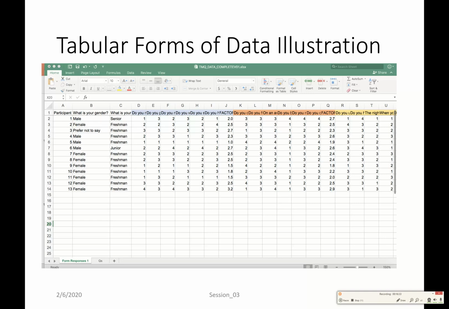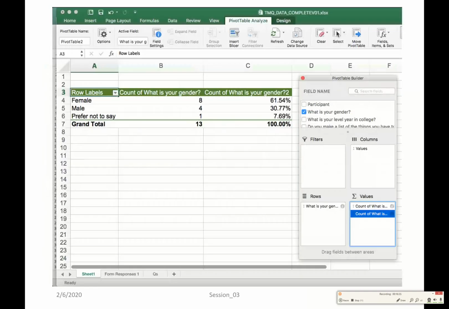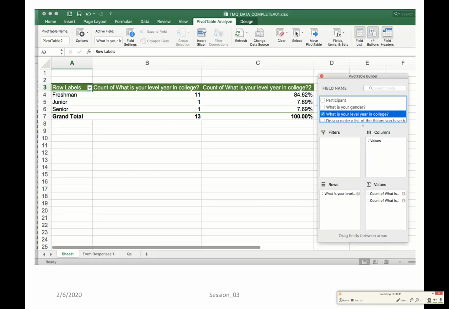So here's an example of a table. You can use percentages to illustrate, for example, how many males and females are in the class, or how many freshmen, juniors, or seniors are in the class. It gives you that data. The whole point of tables is that they give you precise information. So if you want to know how many freshmen there are, it tells you there's 11, and then there's 84% freshmen in the class. Not this one, but another class. Same thing with juniors and seniors.